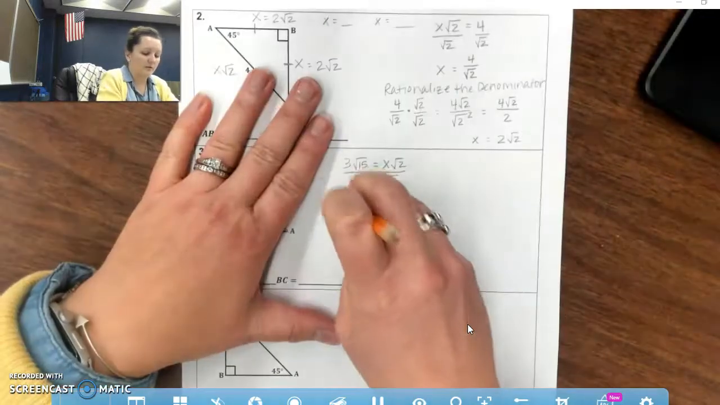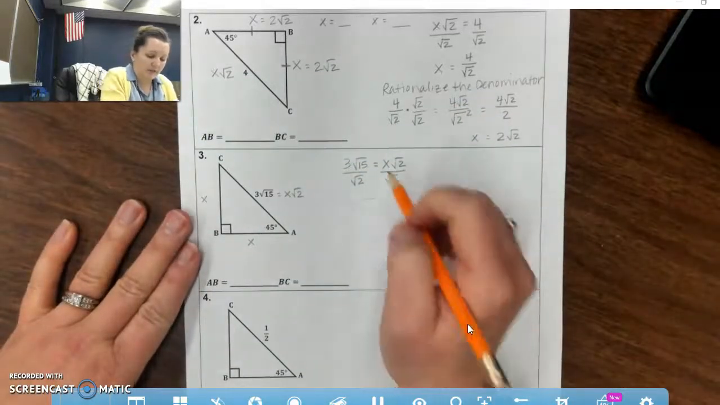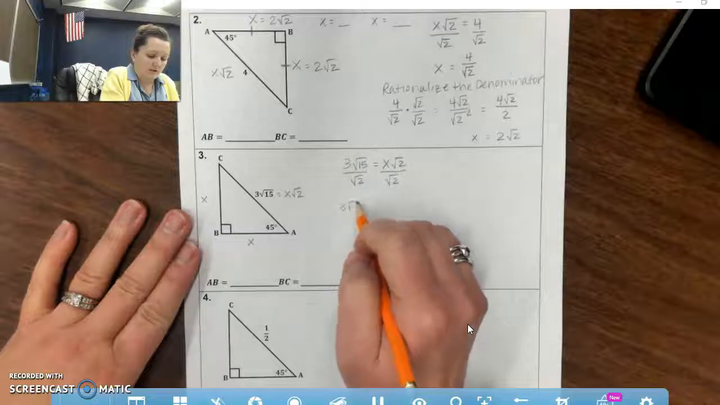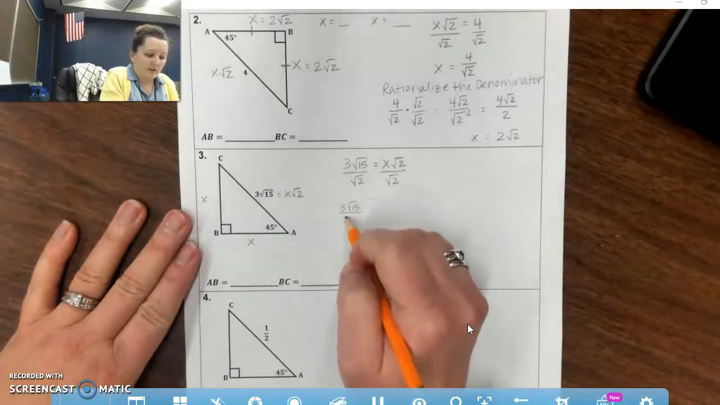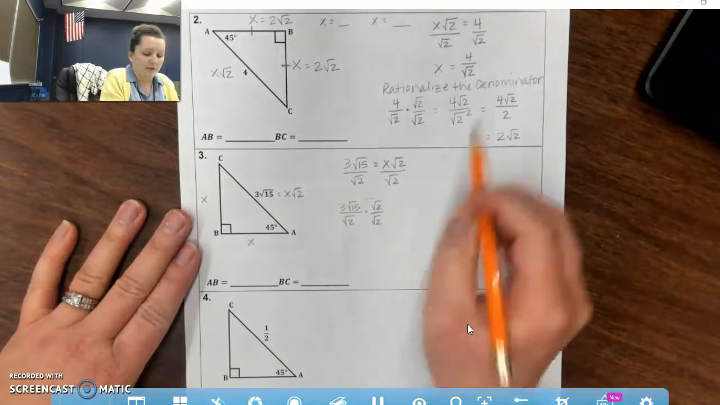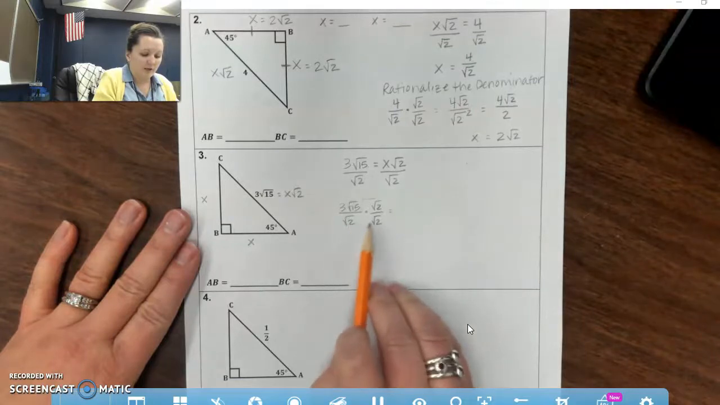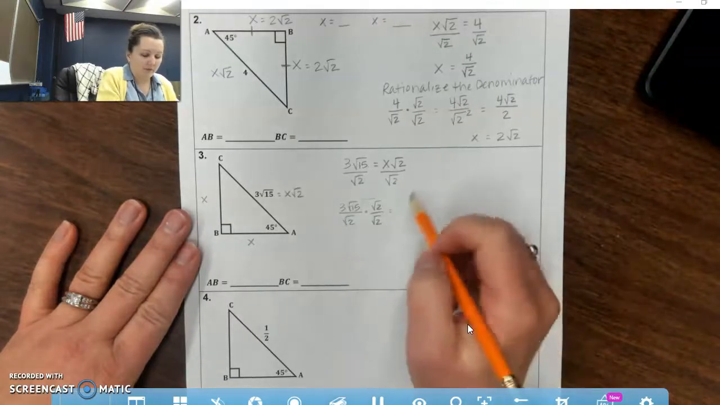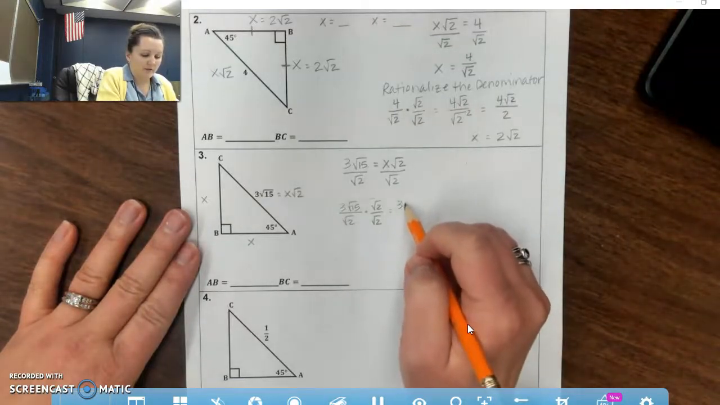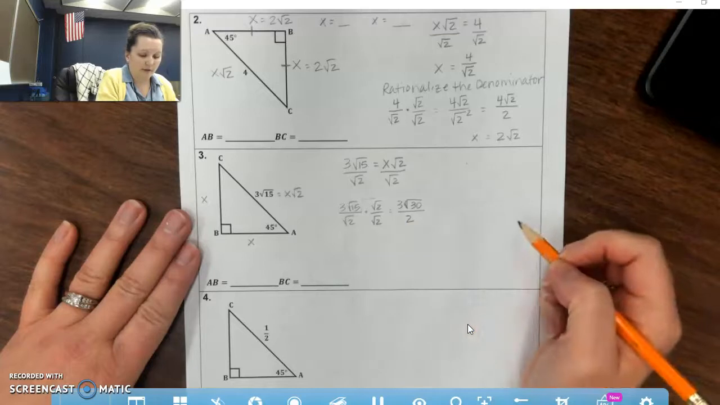Let's not do that. Let's just rationalize. How about that? I like that idea better. So we're going to rationalize. 3 root 15 divided by 2, and I have to multiply by a form of 1, right, to rationalize the denominator. So I'd try to get rid of that denominator. So I have 3 times the square root of 30 divided by 2, because it pops out, right?